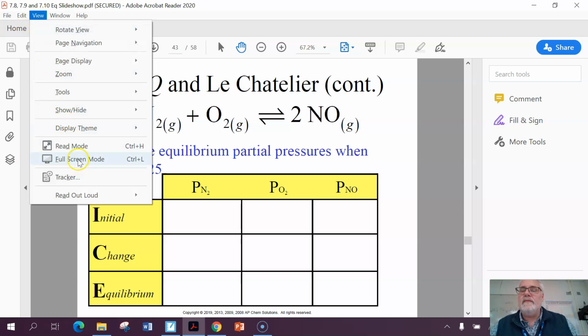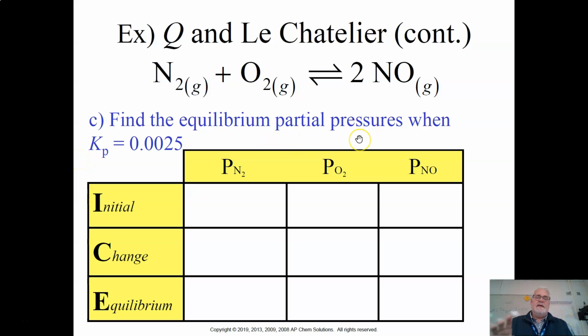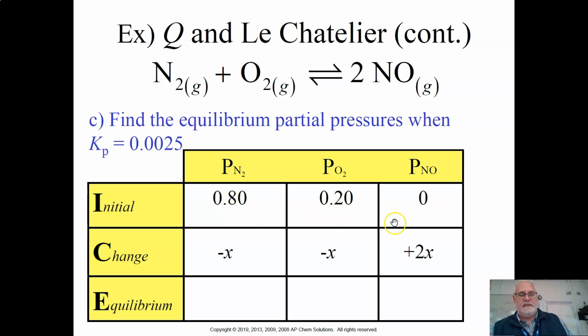So here we go. Part C was find the partial pressure if Kp was equal to 0.025. Okay, so again, we're going to be solving for an x in this same problem, and you remember that the initial pressures were 0.8, 0.2, and then we did the minus x, same thing. We have a different value for the equilibrium constant here, our Kp.